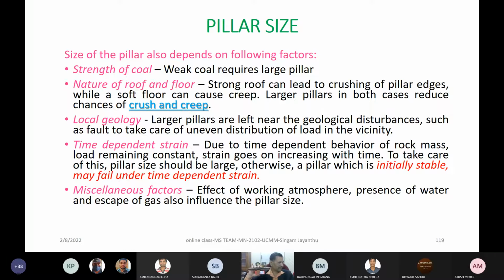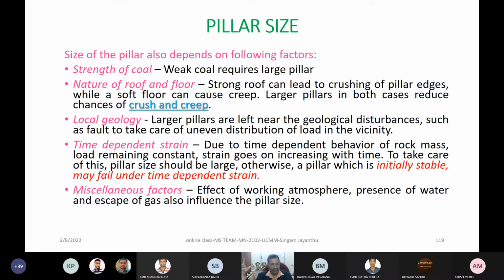Suppose this floor is soft. Now you can see, I'm showing you with a soft floor itself so that it's easy for you to understand. What will happen to that? This type of creeping, or even the pillar may get pushed in. If the pillar is strong and the floor is weak, the pillar can even enter into the floor. These are the situations that may happen. Larger pillars in both cases reduce the chances of crush and creep. Of course, this is very simple to understand. When the pillar size is more, there is less tendency of crushing or creeping or whatever may damage your pillars.